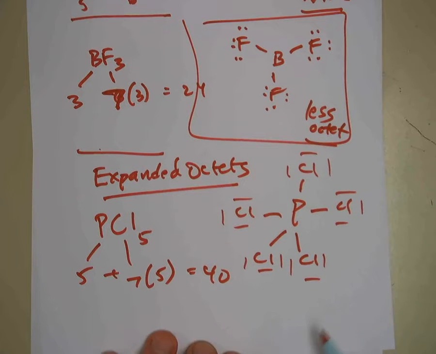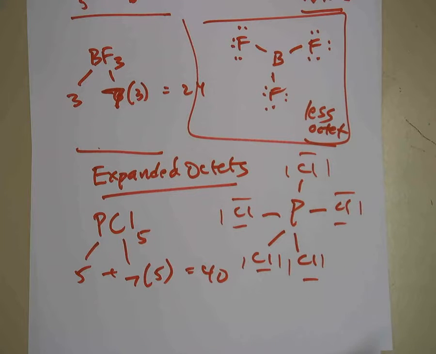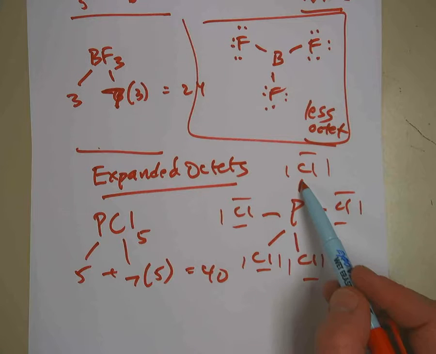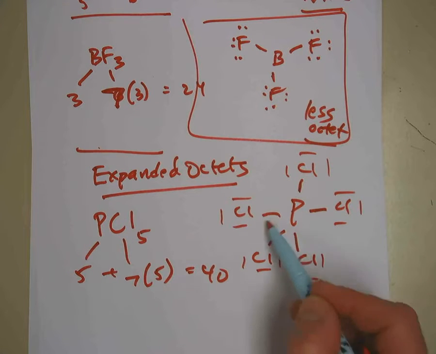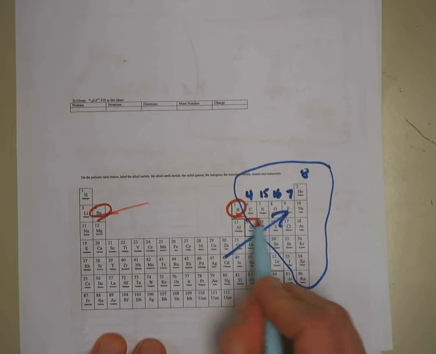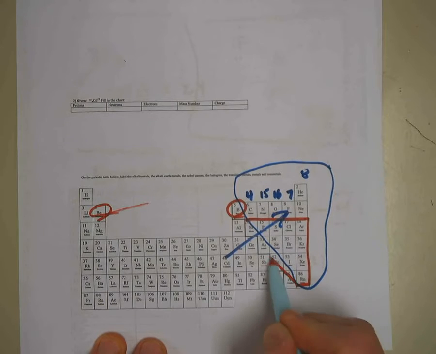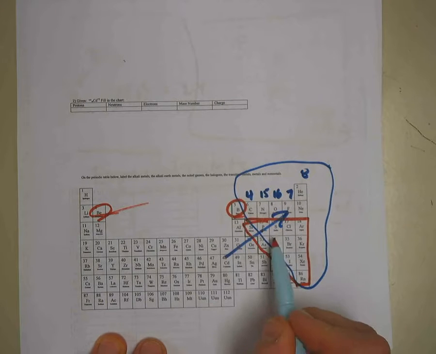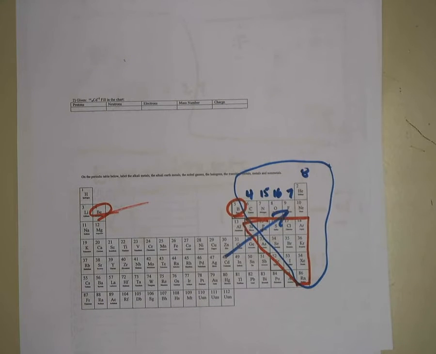Notice how I put these dashes around here to represent 2 electrons. That's legal on most AP exams. Wait a minute. Phosphorus has 2, 4, 6, 8, 10 electrons. Expanded octet. Can phosphorus have an expanded octet? Here's the rule. If it's third period or below, phosphorus is in the third period or below, it can have an expanded octet.